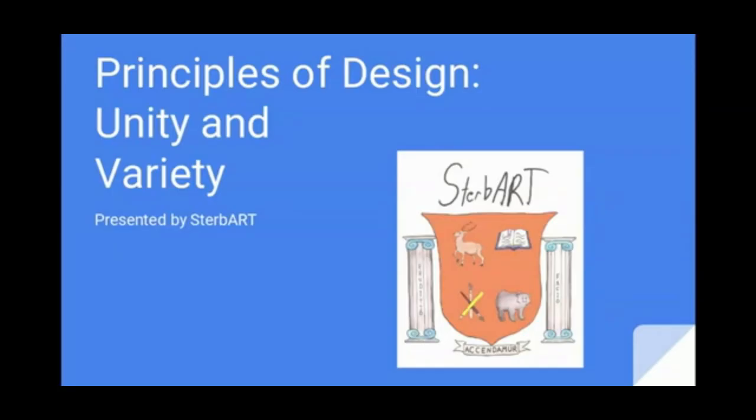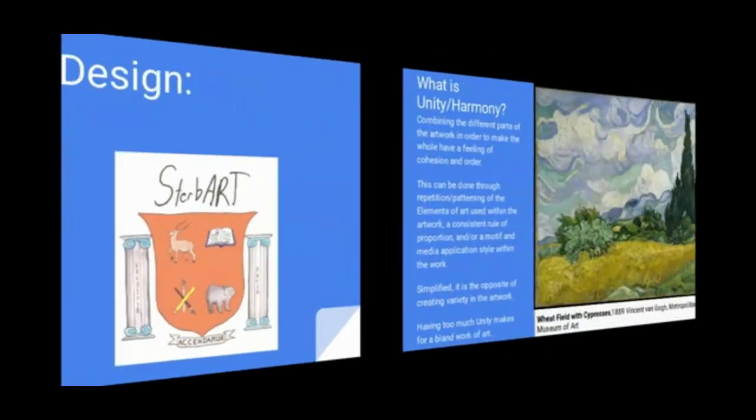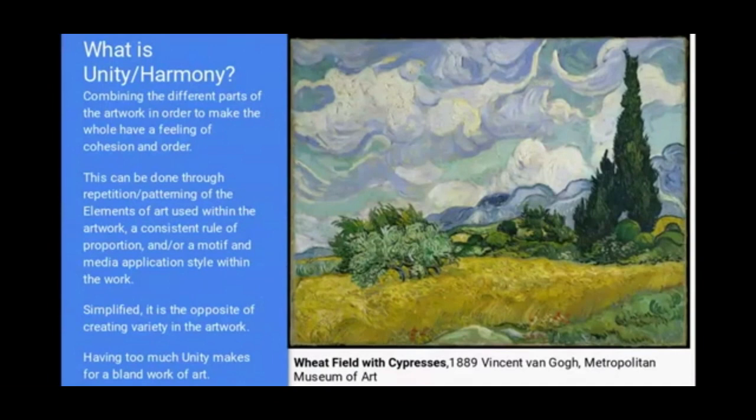Today we're going to take a look at principles of design, both unity and variety together. And that's a good idea because you can't really work with just one at a time. These two work together. So let's start with unity. Sometimes they refer to it as harmony.